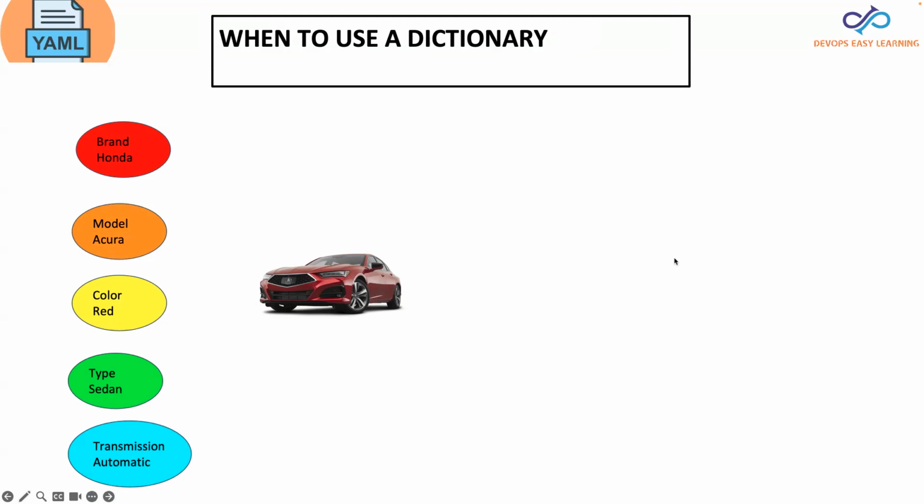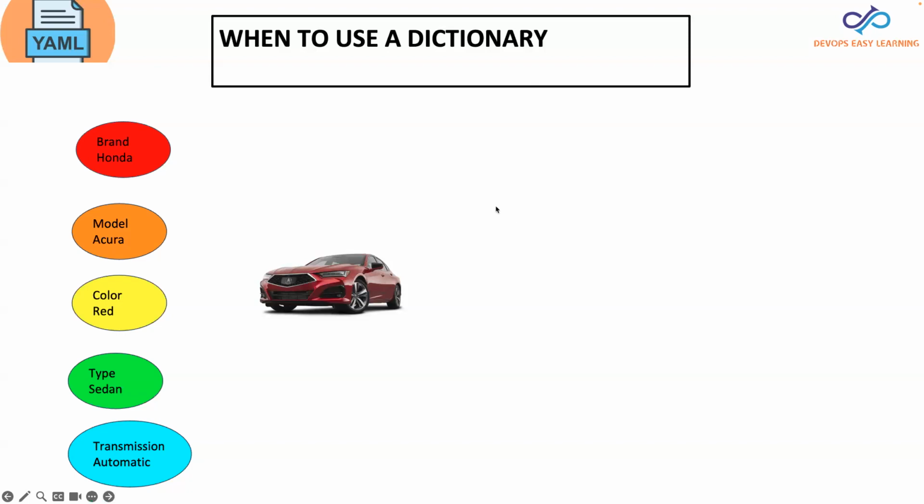These represent actually a map, or a dictionary, because those are features of the car. They cannot be lists of items of the car, but those are just features. Like the brand is Honda, the model is Acura, the color is red, the type is sedan, and the transmission is automatic.